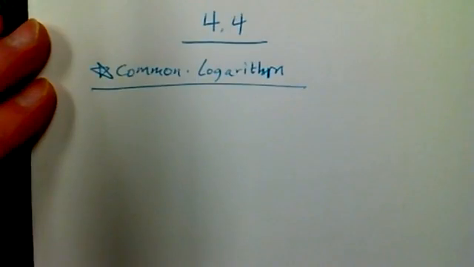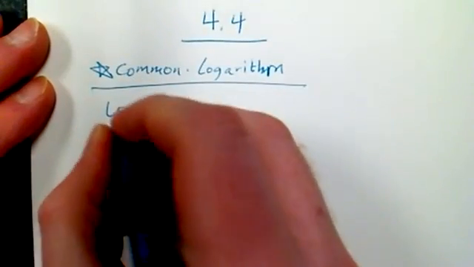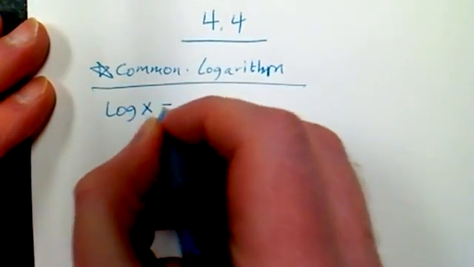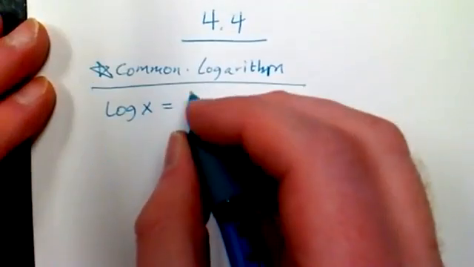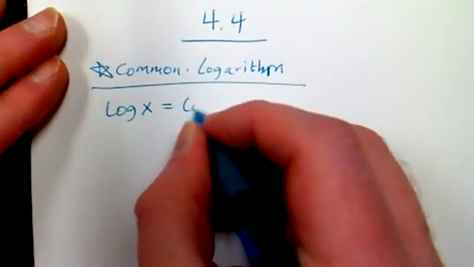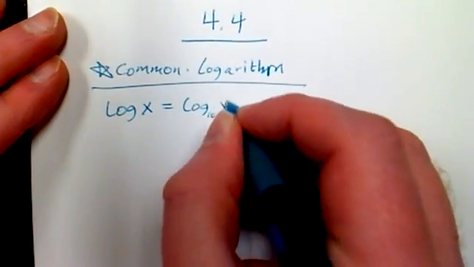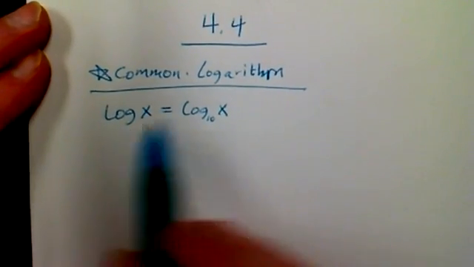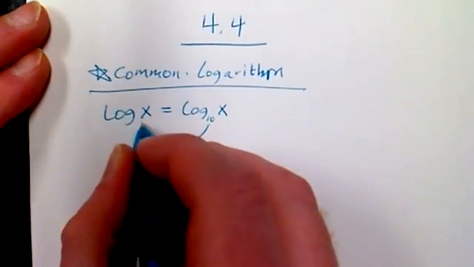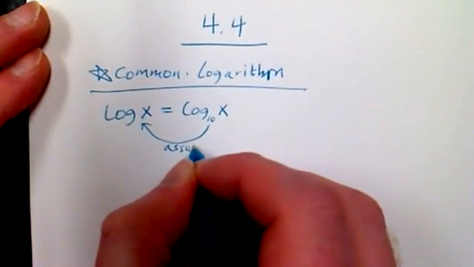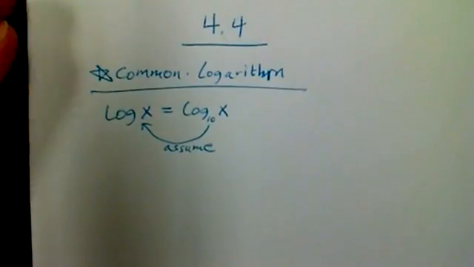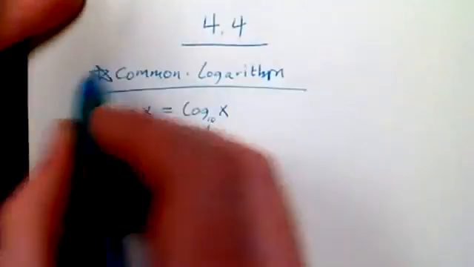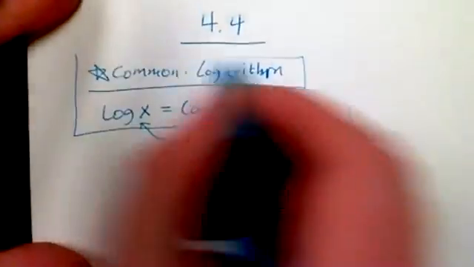Okay, the one I'm talking about is this: log of x is equal to, really, log base 10 of x. Okay, so whenever you see just log x, we assume that's log base 10. That's the log that you'll see on your calculator because it's used most often. So be aware of that.